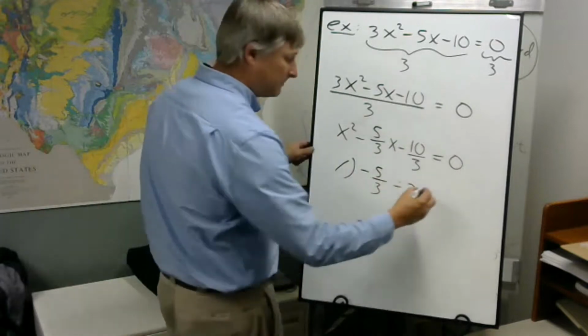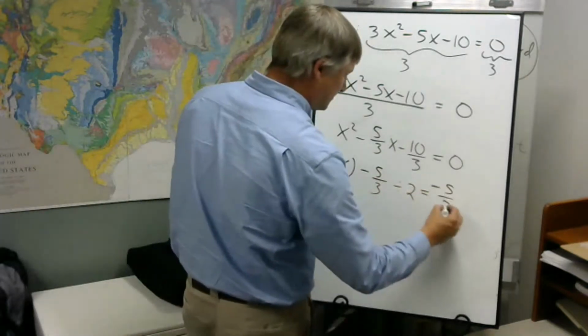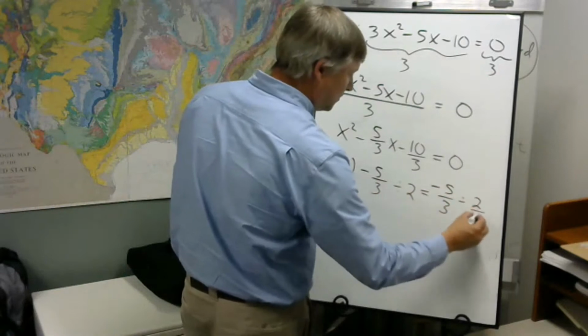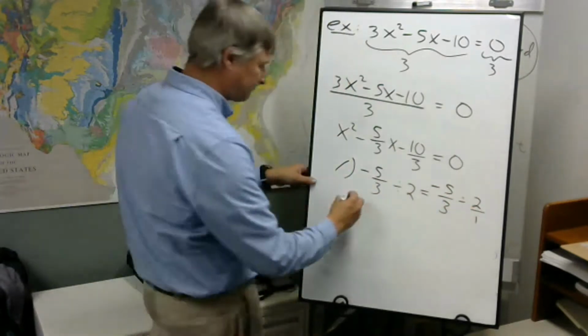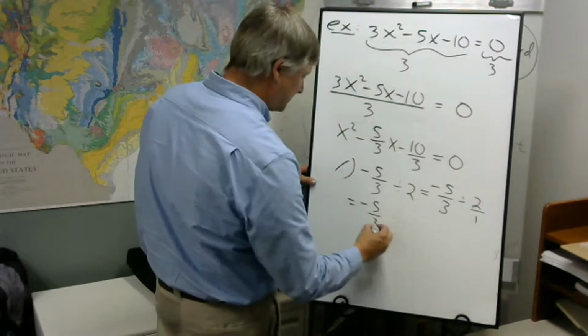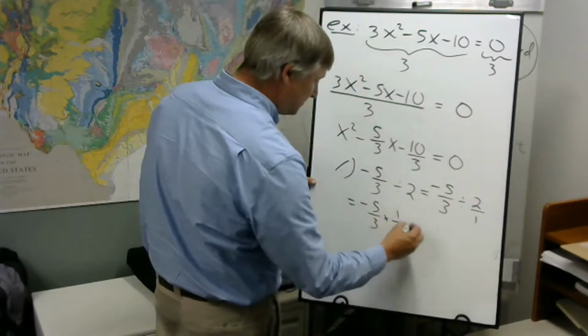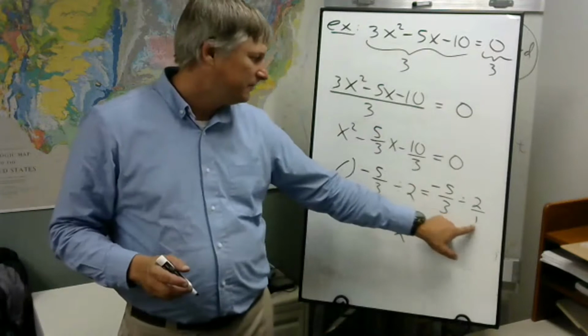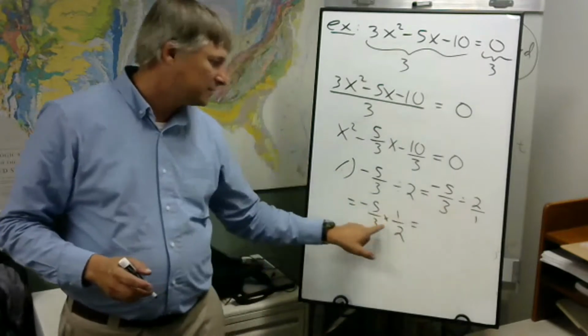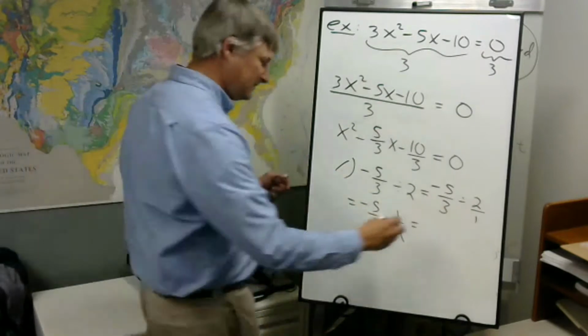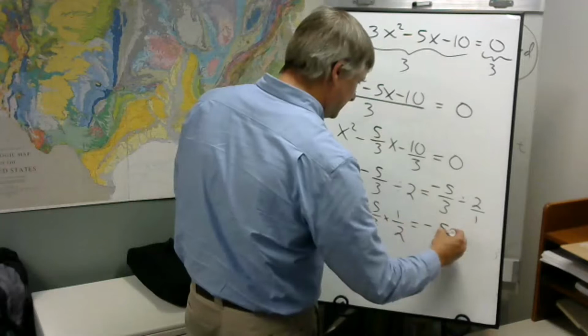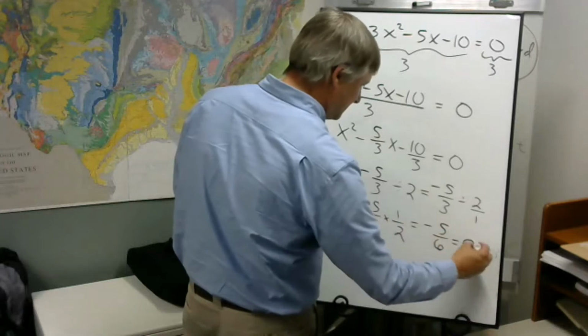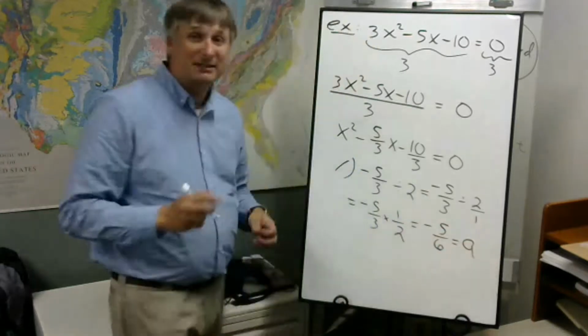Which, if you remember dividing by fractions, call this 2 over 1. Minus 5/3 times 1 over 2. Remember, it's KFC. We flip, we change this to multiplication. So we get negative 5/6, and that's equal to A.